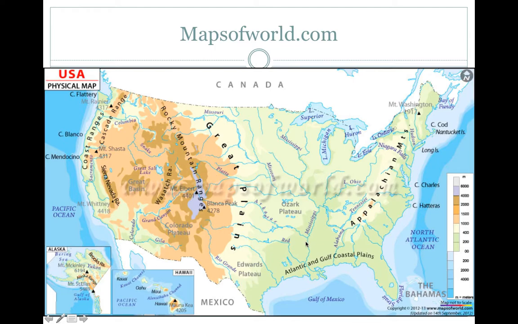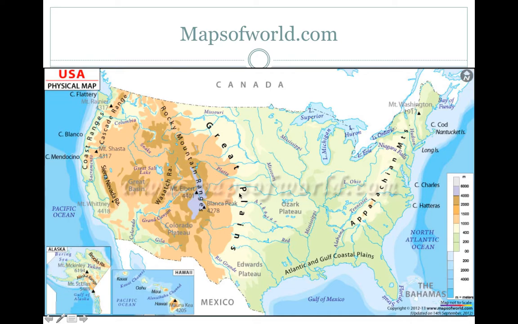The next geographic feature that you're going to want to know is the Great Plains. We acquired most of the Great Plains via the Louisiana Purchase, which doubled the size of the United States, and it looked like a butterfly with the Mississippi River being in the middle.